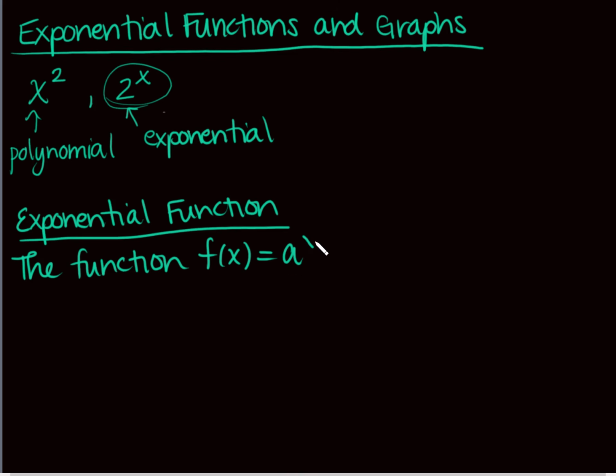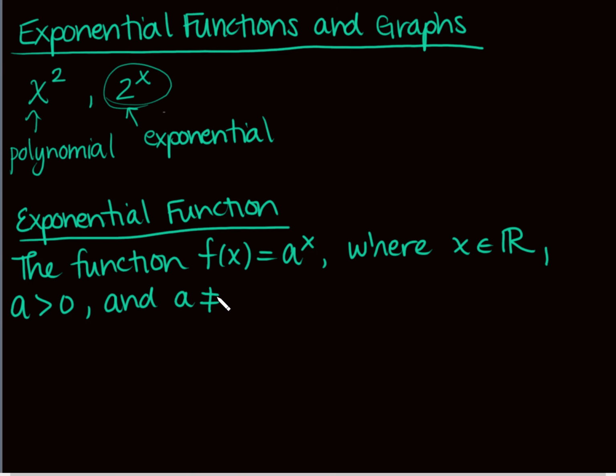So an exponential function, the general form for it, we say is a to the x, where x is a real number, an element of the real numbers. A couple of things about a. A must be greater than 0. A cannot be 1, because if it's just 1 to the x, that's boring. That's just a horizontal line, 1. This is called the exponential function base a.